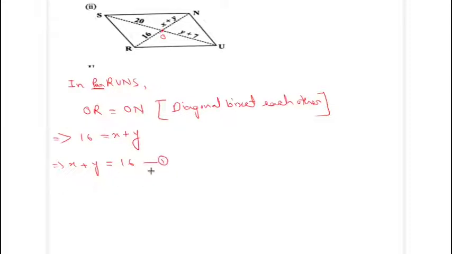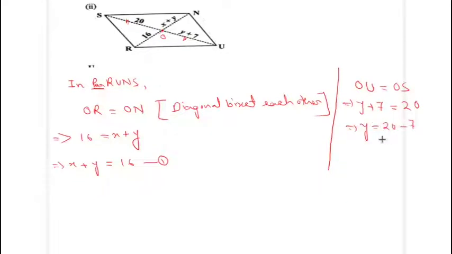Okay, now come to the next one. We'll write here OU is equal to OS. That means OU, this part, is equal to OS, this part. As they bisect each other, that's why they are equal. So OU is y plus 7 equals OS is 20. Now from here we can easily find the value of y. 20 minus 7 is 13. So the value of y we know as 13.